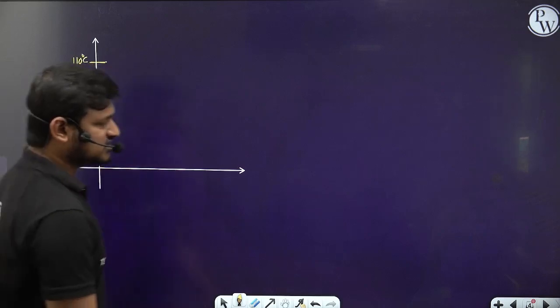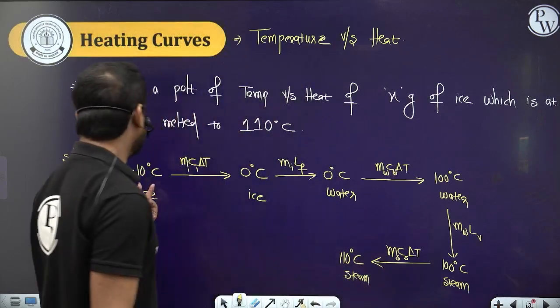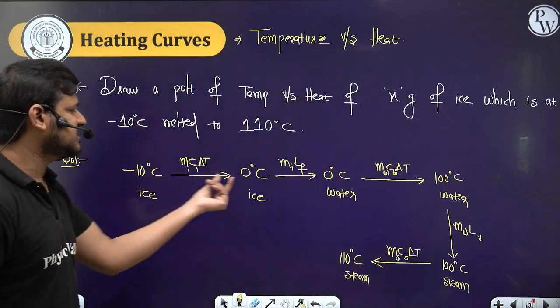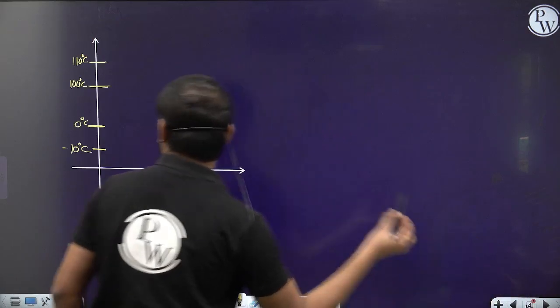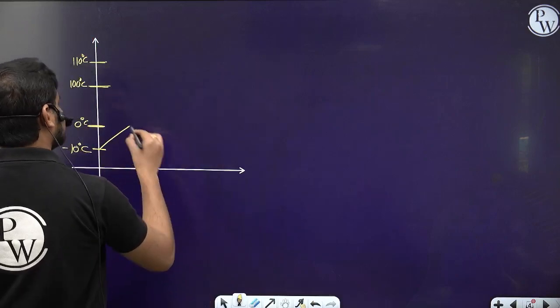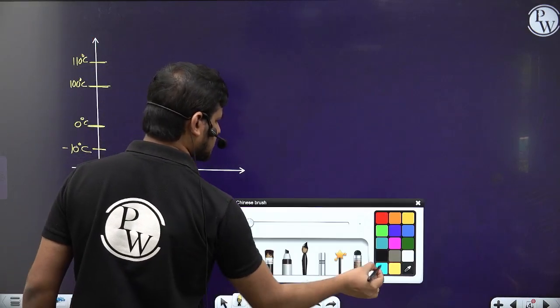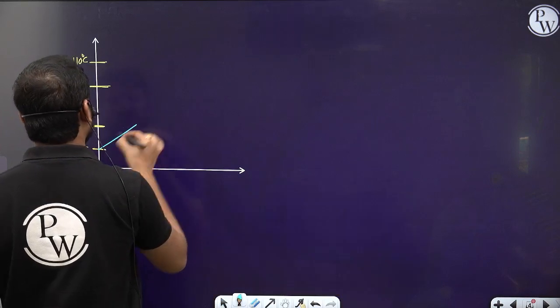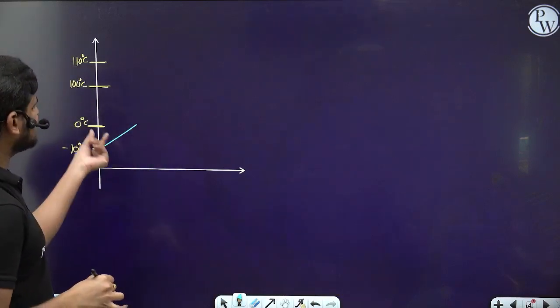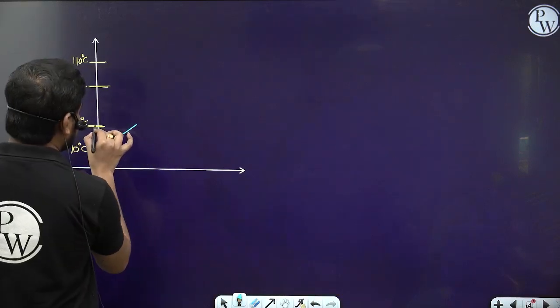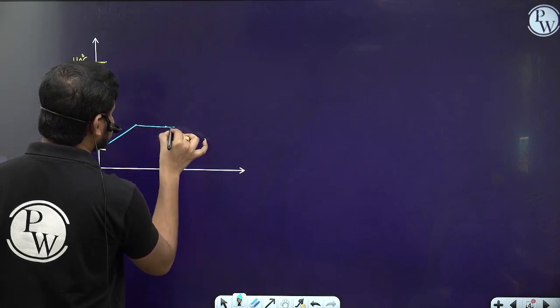Okay, so first it's increasing its temperature from where to where? Minus 10 degrees centigrade to 0 degrees centigrade. So let me draw with the other color. Here, yes or no? Minus 10 degrees centigrade to 0 degrees centigrade. And then at 0 degrees, the state change occurs.